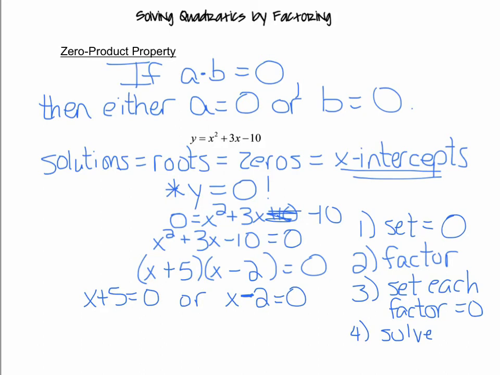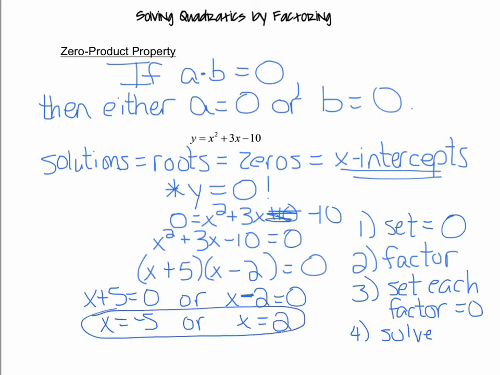If x plus 5 equals 0, then x is negative 5, or x is 2. So there are our two solutions. This parabola crosses the x-axis in two places. It crosses at negative 5 and 2. Okay, we know it's pointing up, right? So it's down here somewhere, okay? We don't really care. But those are the two places it crosses the x-axis, negative 5 and 2.